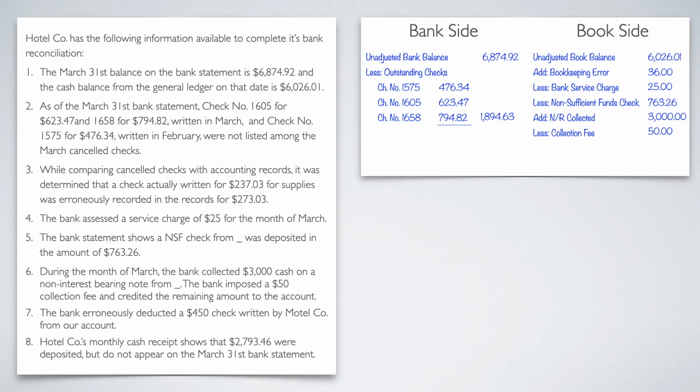All right, let's look at part 7. It says the bank erroneously deducted a $450 check written to motel company from our account. So what's happening here? Well, the bank took out $450 out of our account, but the check was written by motel company. We're hotel company. So it was just a simple bank error. They took out money from the wrong account. They should have taken it out of motel company's account, but they took it out of hotel company's account. And so it's just a banking error.